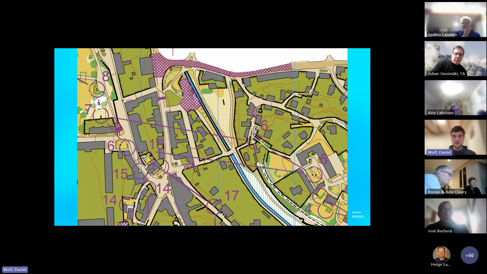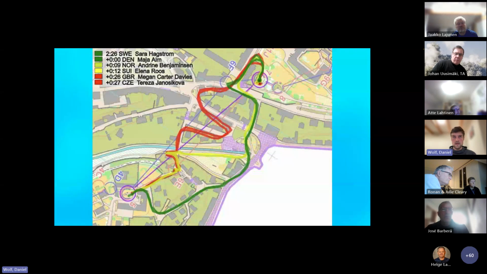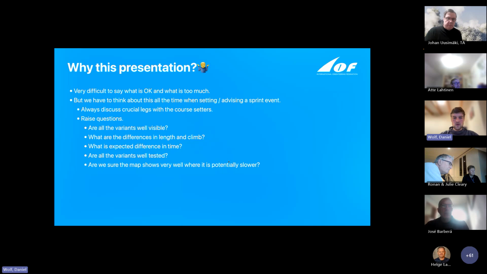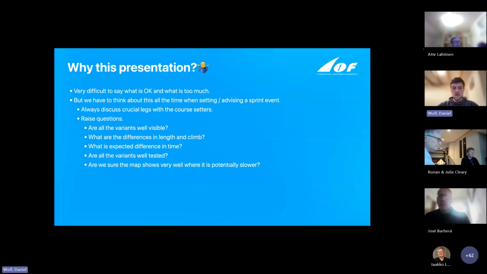Yeah, this was one example where it was a little bit on 4, let's say 4 to 5, on a sprint relay, where only 3 runners from the whole starting field discovered the optimal variant for their forking. It's WOC 2021. But back to the question why we had this presentation. I'm certainly not giving you the exact answer, what's okay and what's too much.